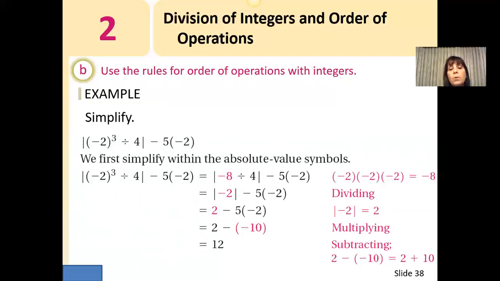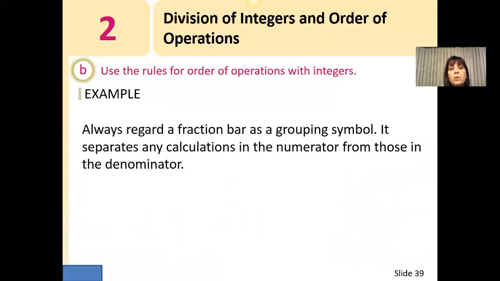Then I can go on with the question. I still have the subtraction and the multiplication. The multiplication would go next. So I would leave the 2 and leave the subtraction and multiply 5 by -2, and that's going to give you a -10. And then the last operation there is the subtraction. So again, remember, subtracting is the same as adding the opposite. So that will be 2 plus 10, and that's going to give you an answer of 12.